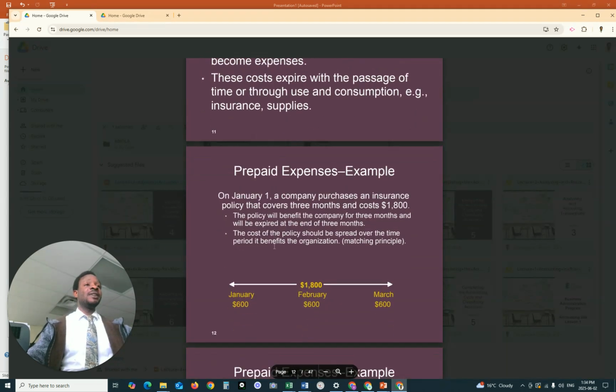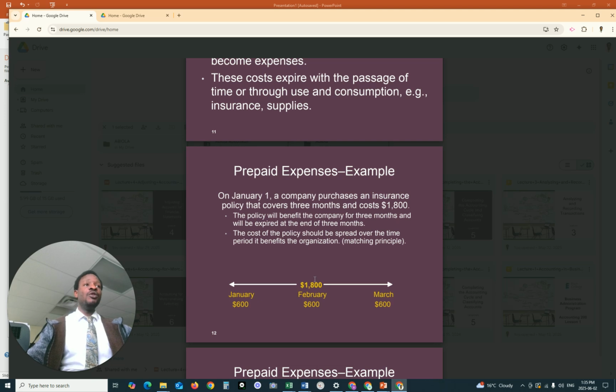So, a prepaid expense example: on January 1, a company purchases an insurance policy that covers 3 months and costs 1,800. Note, 1,800 is for 3 months. The policy will benefit the company for 3 months and would expire at the end of 3 months. The cost of the policy should be spread over the time period it benefits the organization. That's the matching principle. So January, the first month, is 600. The second month, February, is 600, and the third month is 600.